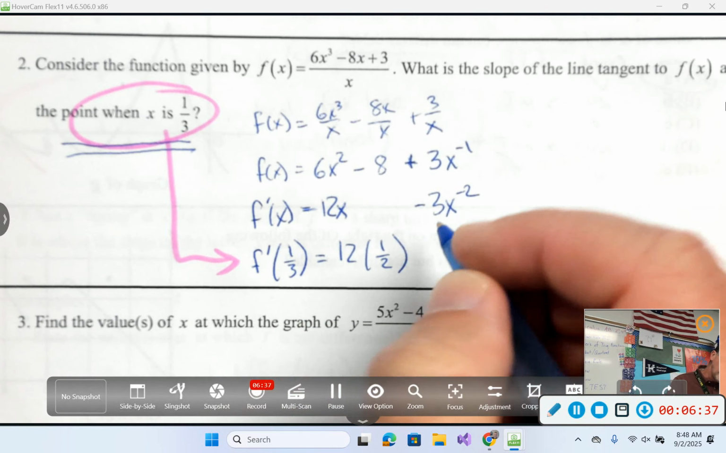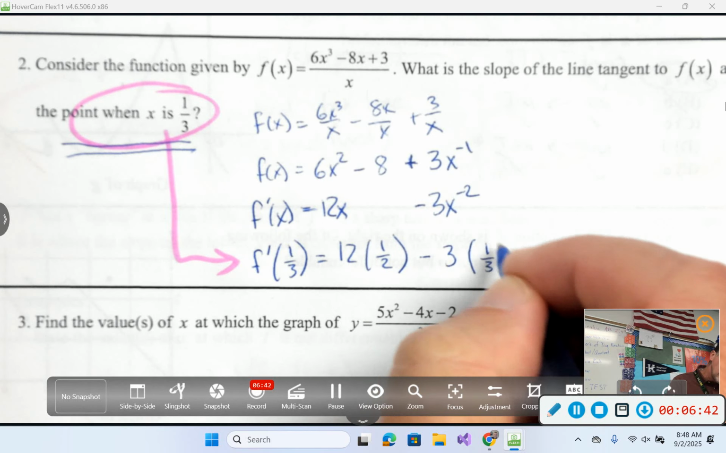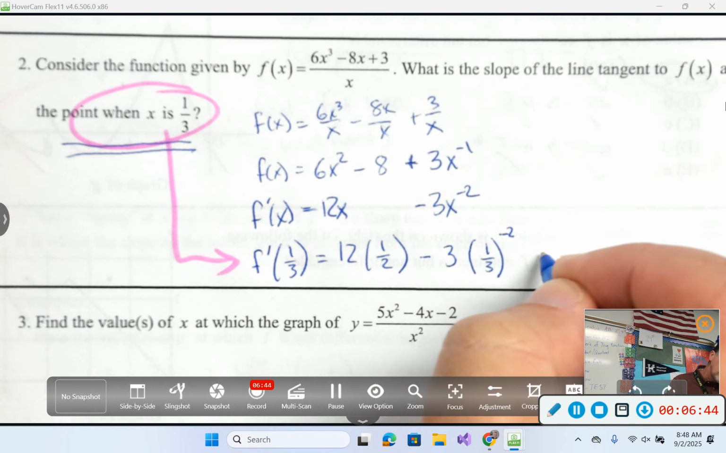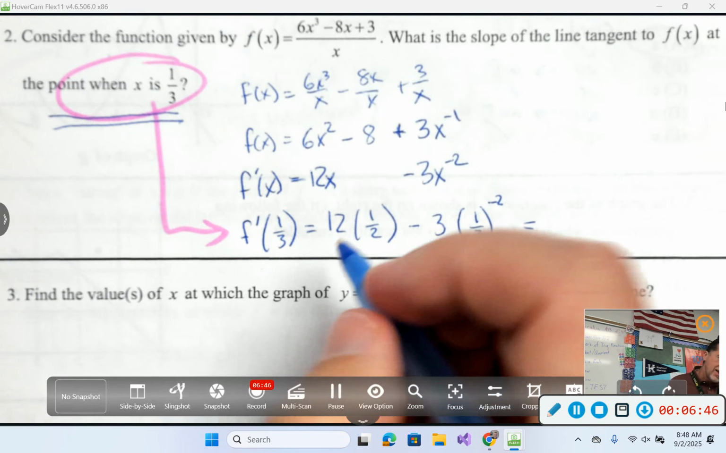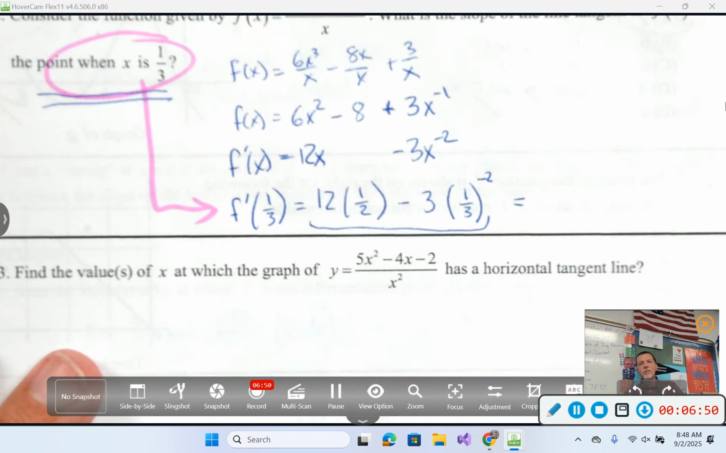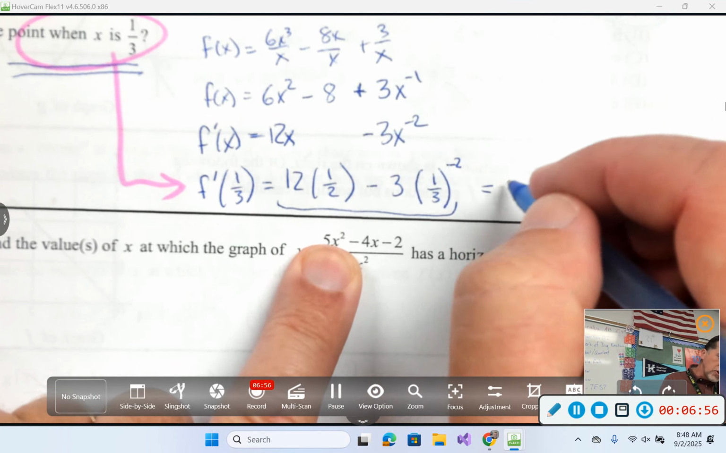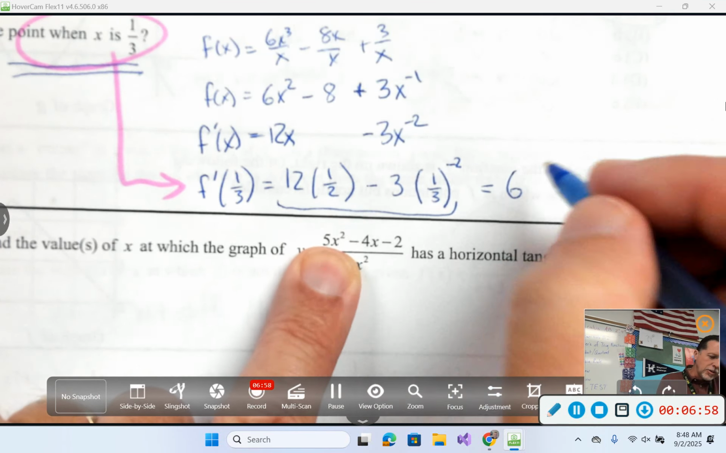So 12 times 1/3 minus 3 times 1/3 to the negative 2. This is a safe stop. So on a free response question, you should definitely leave it like that, and don't mess with it. On multiple choice, though, it's going to be cleaned up. So let's do a little bit of algebra here.